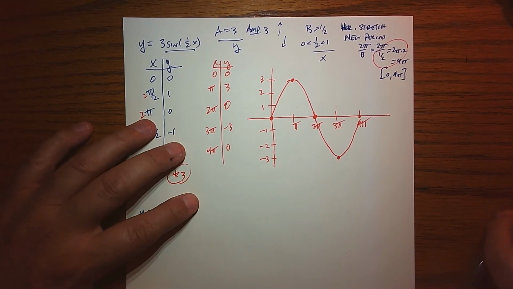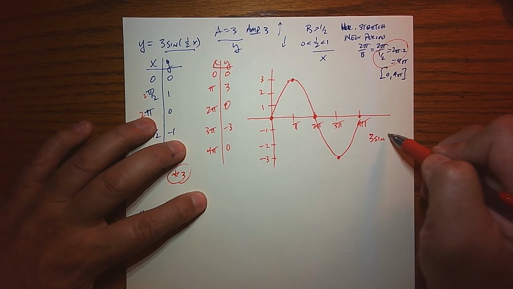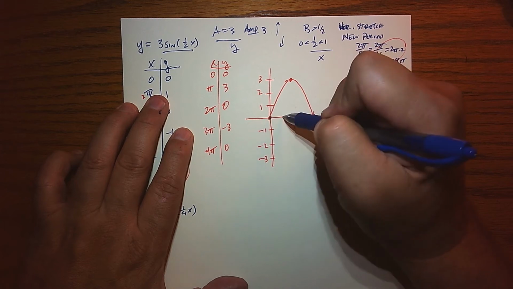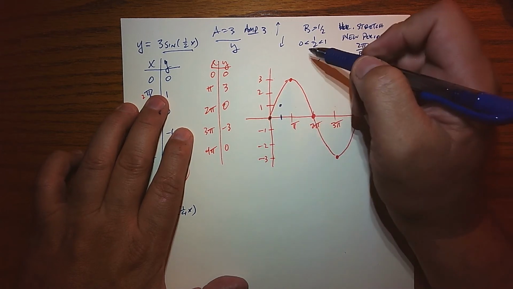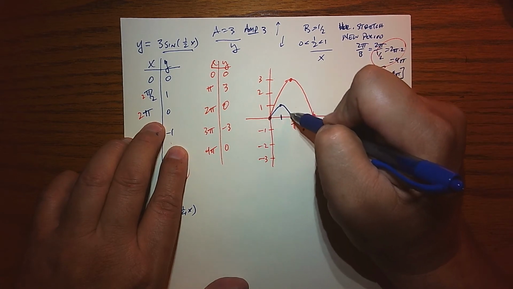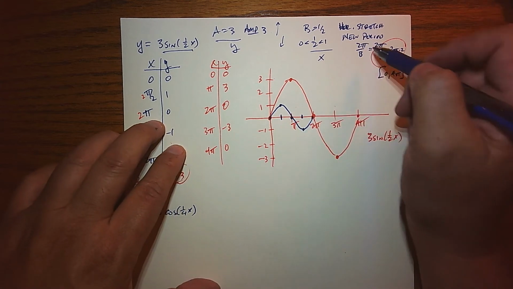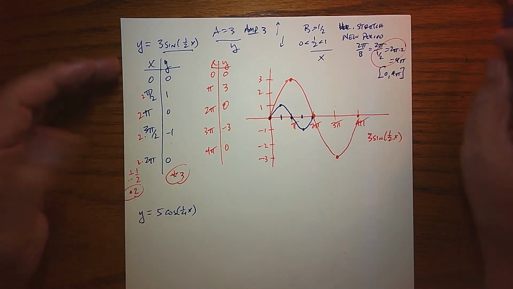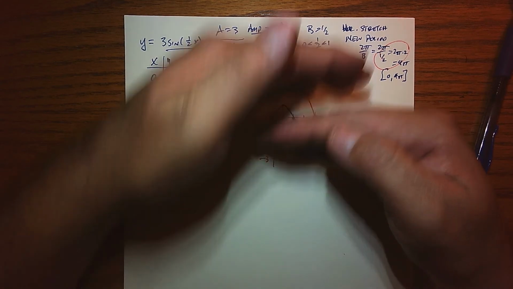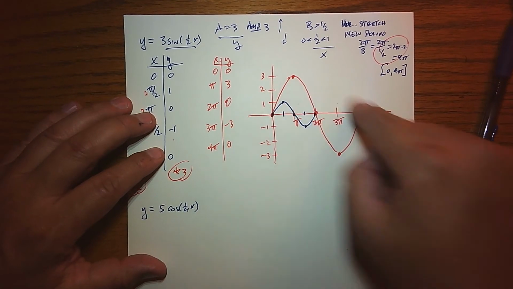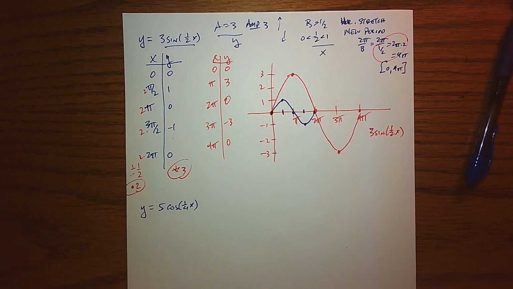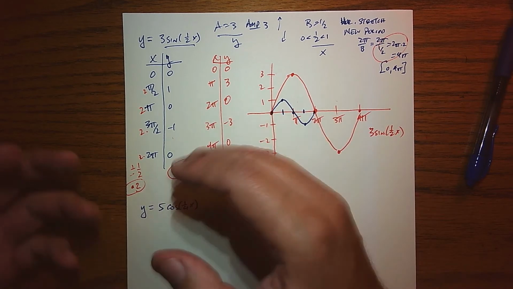Comparing it, in red, this is 3 sine of 1/2 x. In blue, it's 0, 0. We're talking pi over 2 and 1. We're talking pi and 0. 3 pi over 2, and so there's your sine graph under normal circumstances, over its original period, 0 to 2 pi. But you can see it's been stretched vertically by a factor of 3, and horizontally by a factor of 2. So there's the comparison. You can see the stretching happening in both directions.